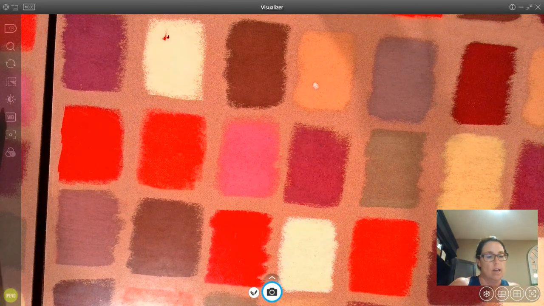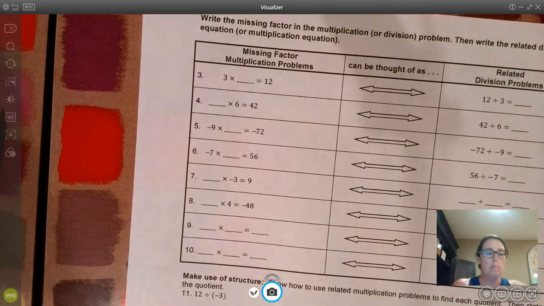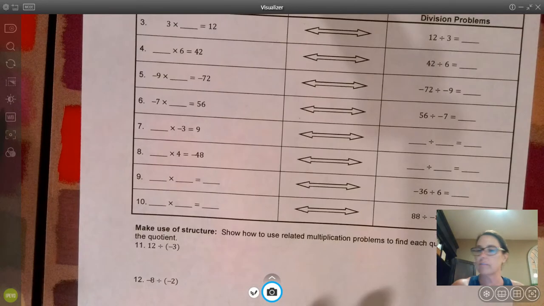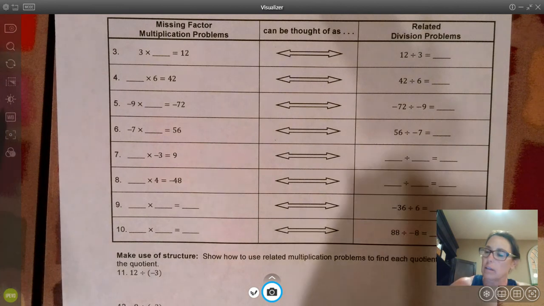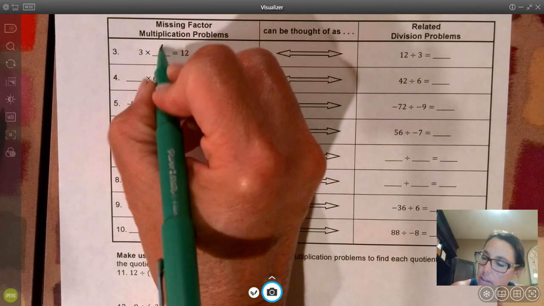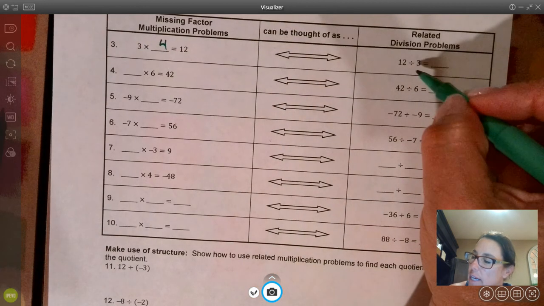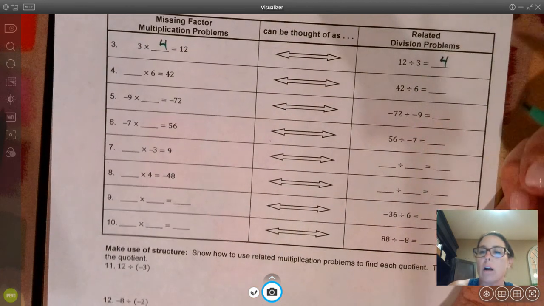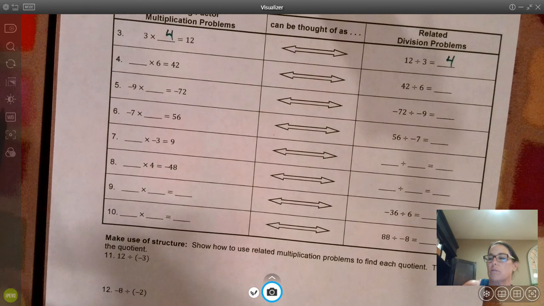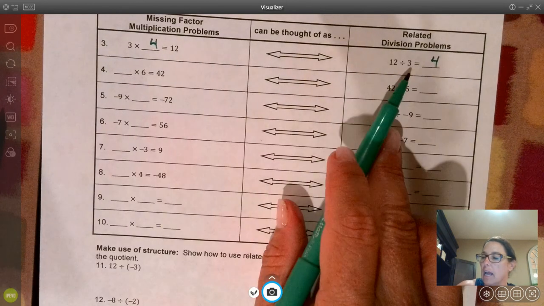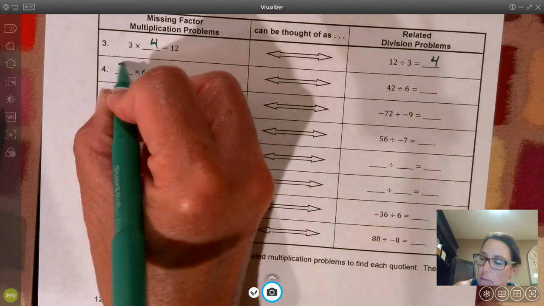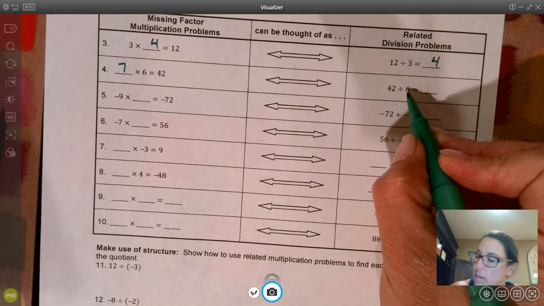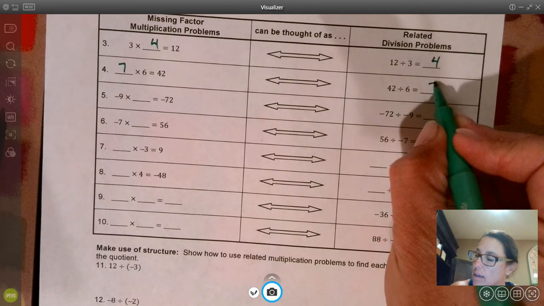We are going to start relating multiplication to division. We are not going to do any modeling for division. We're just going to relate it to what we know about multiplication. So 3 times what equals 12? That would be 3 times 4. That relates to 12 divided by 3 is 4. It's very important to understand how multiplying and dividing are related to one another. What times 6 is 42? That would be 7. 42 divided by 6 is 7.